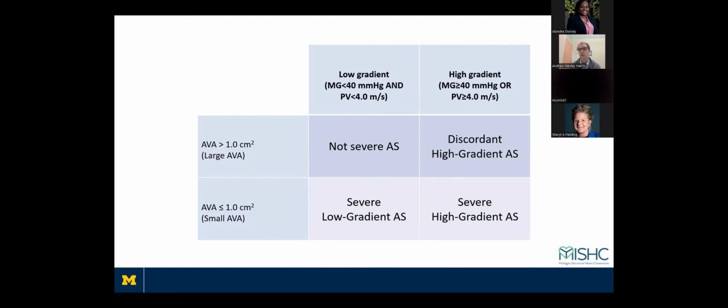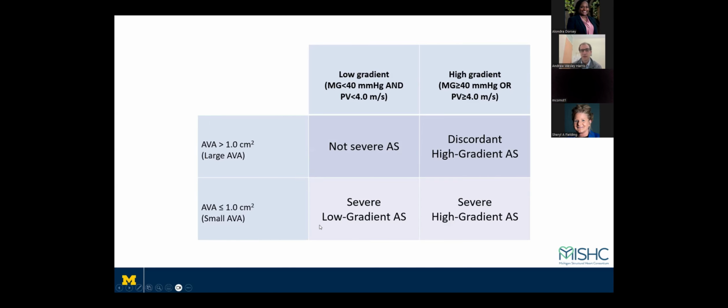The guidelines would typically say that if there's not a reversible cause for those high gradients that can be found and treated, then these patients should really be treated as if they had severe aortic stenosis. Going to the bottom right here, these are patients that have a small valve area and severely elevated gradients. This is a pretty straightforward diagnosis that we make in the echo lab, which is severe high gradient aortic stenosis.